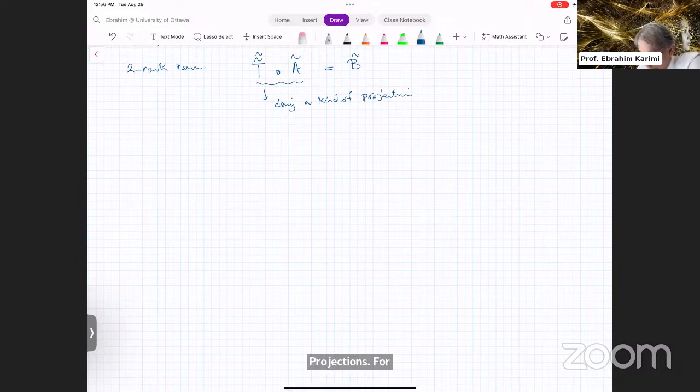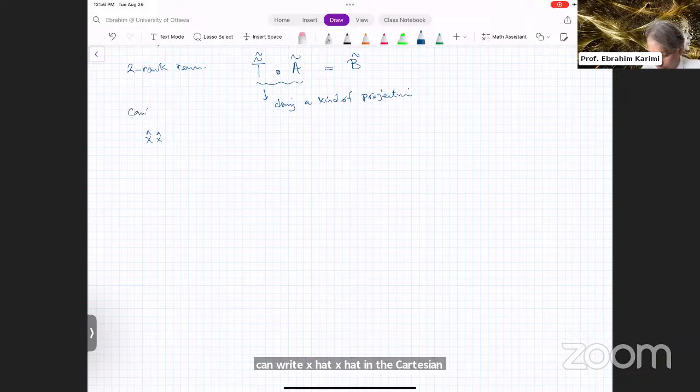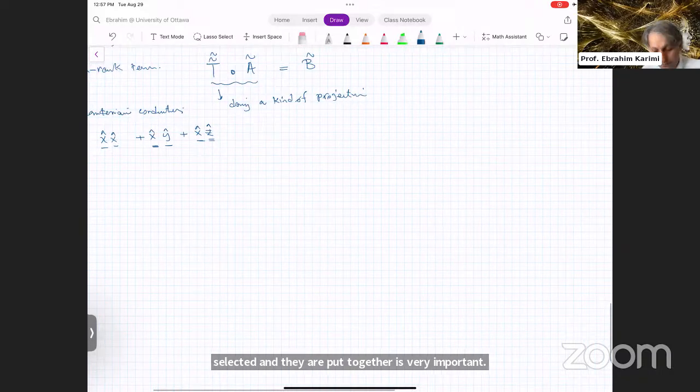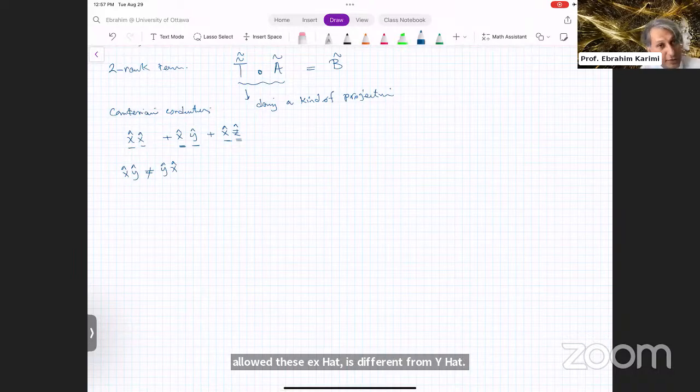For example, I can write these tensors in the dyadic form, which keeps two vectors together. For example, I can write x hat x hat, in Cartesian coordinates, just to have a feeling, x hat y hat together, x hat z hat together. I can sum them up together, right? And remember, if I write it in this way, I have to be very careful that the way x and y are selected and put together is very important. I am not allowed to change them. x hat y hat is different from y hat x hat, a kind of notation that I'm introducing.